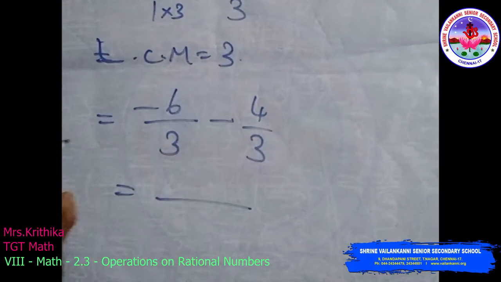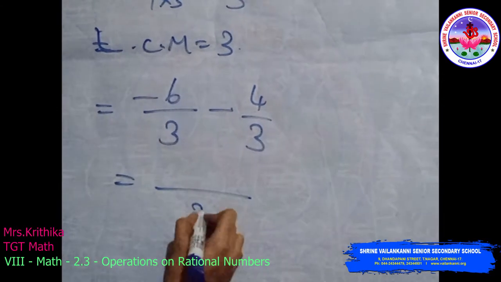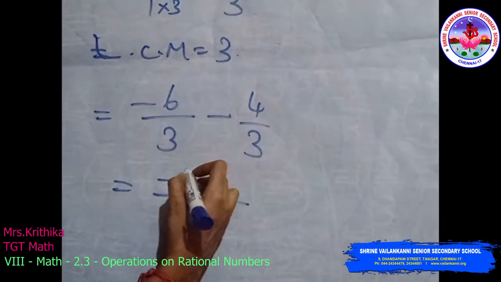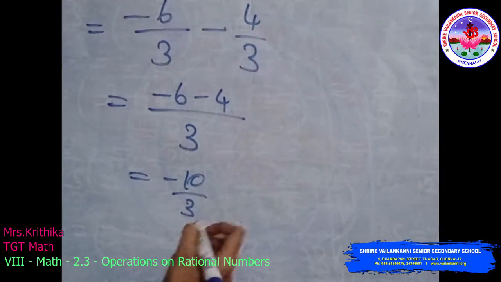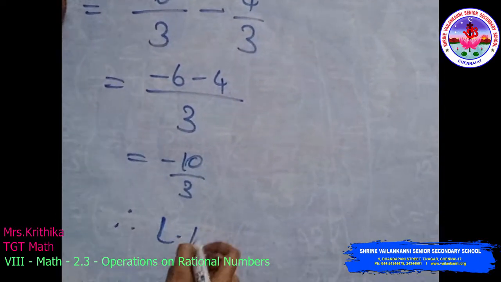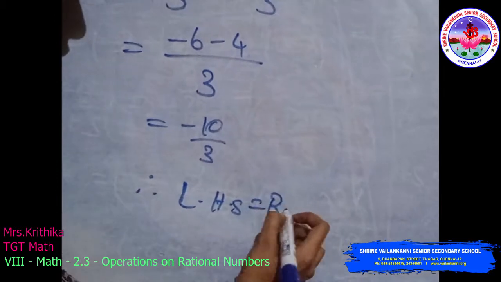Check the denominator, denominator is same, taking the common denominator 3. The numerator is negative 6, negative 4. The answer is negative 10 by 3. Therefore, LHS is equal to RHS.